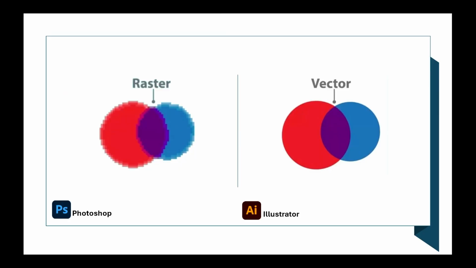With raster graphics in Photoshop, resolution is fixed. If you zoom in, you'll see the pixels. With vector graphics in Illustrator, everything stays smooth, no matter how much you zoom or resize.